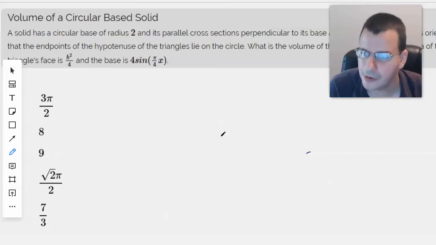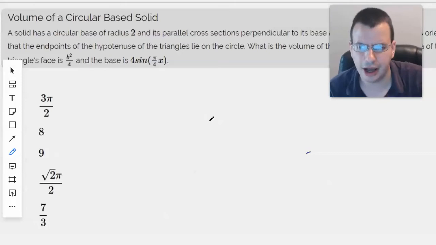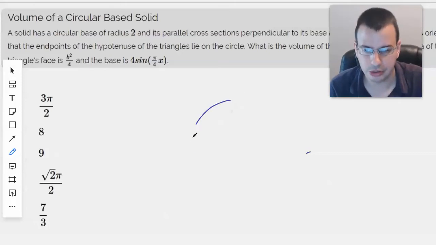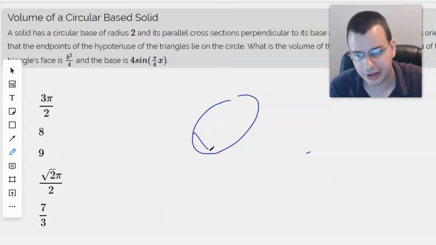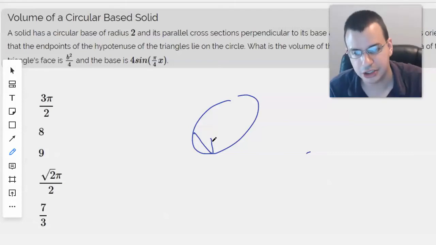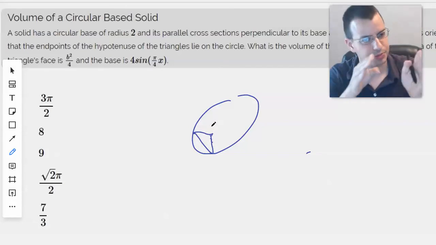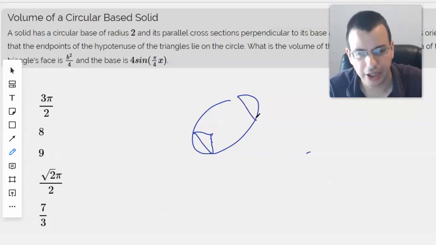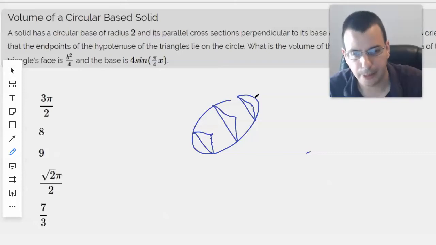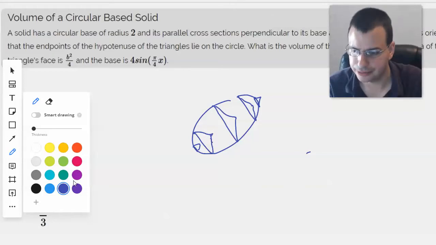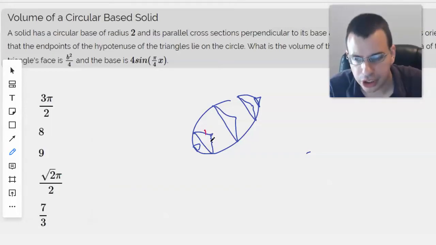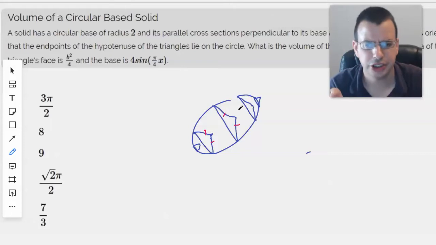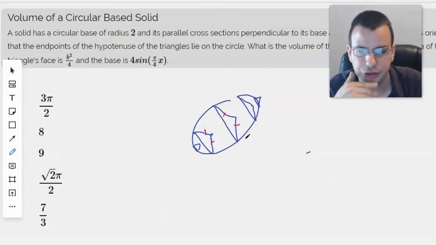Okay, so first thing I'm going to do is draw out what I think is going on here, maybe with a little bit of perspective. We have a circular base. This is a circle, but since we're looking at it from some funny perspective, it looks elliptical. And we have these triangles that span the width of the circle. Each of them is isosceles, so these sides are the same, and this right here is the hypotenuse.